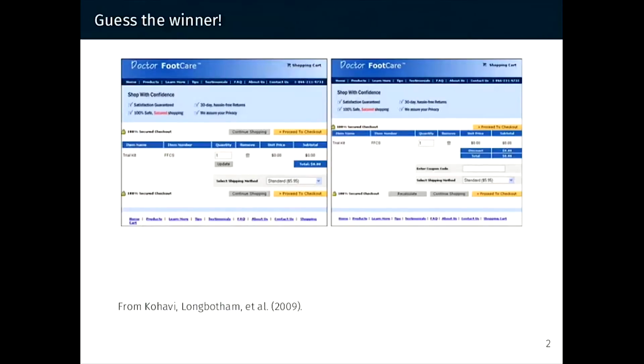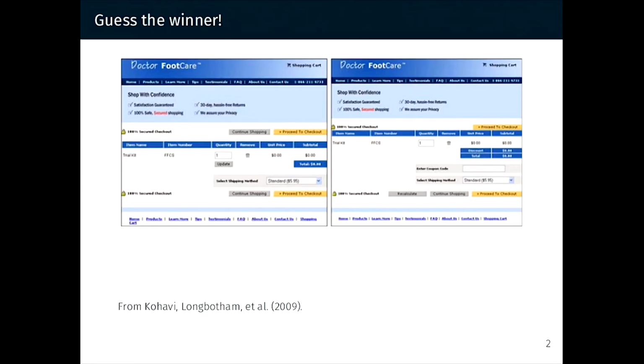We'll start with my favorite game, Guess the Winner, and also an example of an A/B test. So this is this website, Dr. Foot Care, and you see here 2 images of a shopping cart page. And so people at this website wanted to test these 2 different versions of the shopping cart page and see which will get more people to buy stuff from the website.